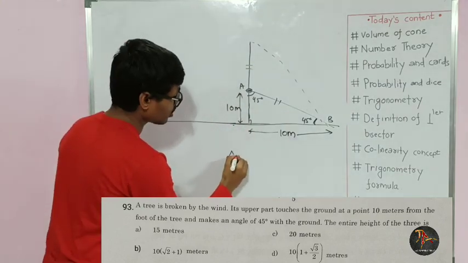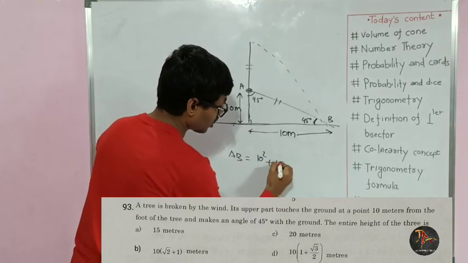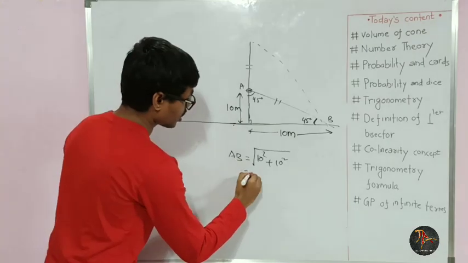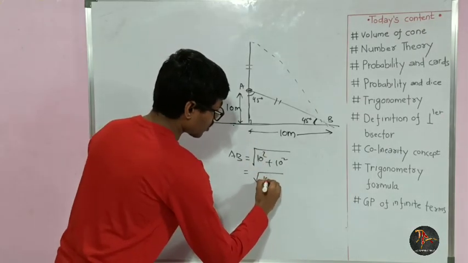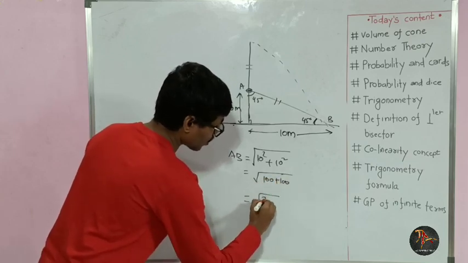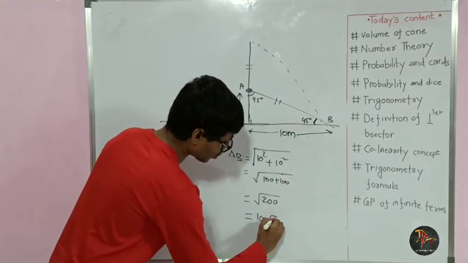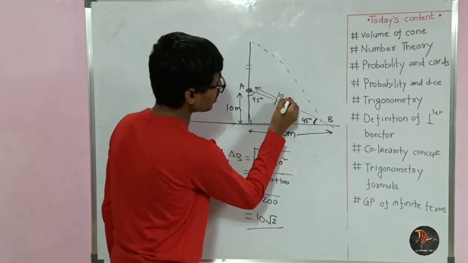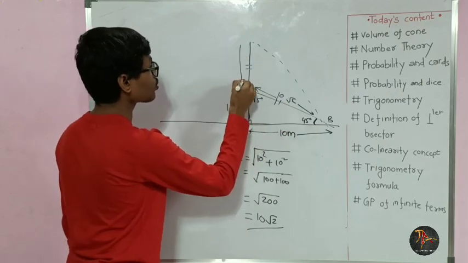So AB is equal to under root of 10 square plus 10 square. By Pythagoras theorem, AB will come out to be under root of 10 square plus 10 square, which is under root of 100 plus 100, equal to under root of 200. If I take 10 common, then I will get 10 into root 2. So this length is 10 root 2. If this length is 10 root 2, then this length also should be 10 root 2.